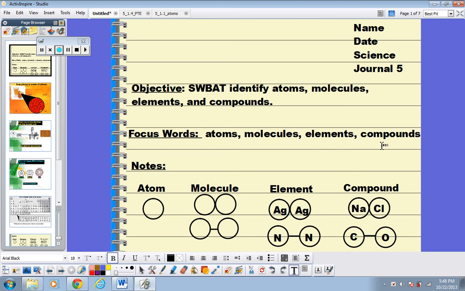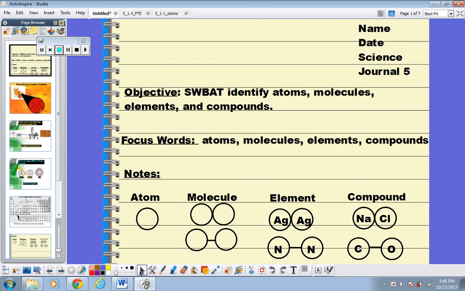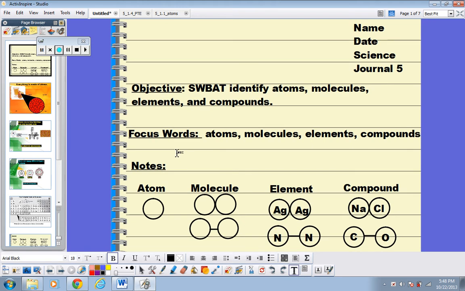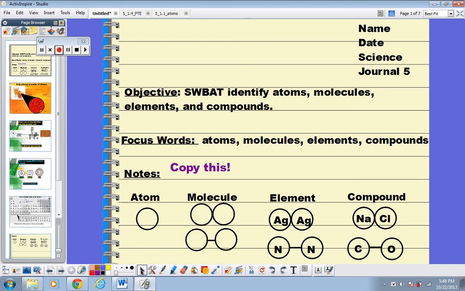Before we go on, please pause the video and copy these words and these pictures into your journal. So you need to pause right now and copy this into your journal. You can press play when you're finished drawing. All right, now that that's done, we can move on.